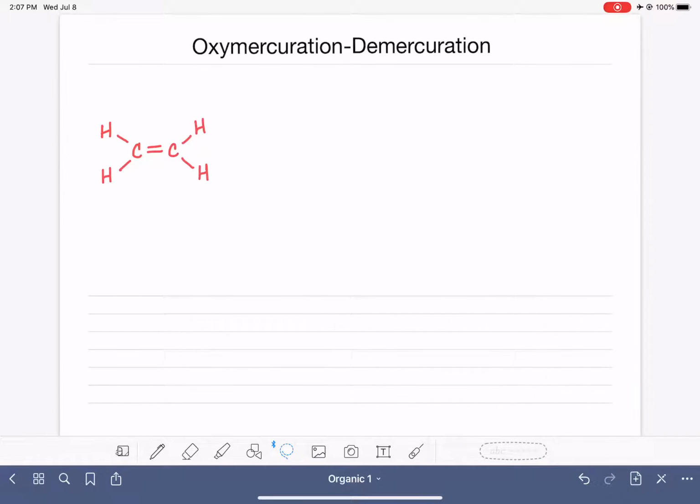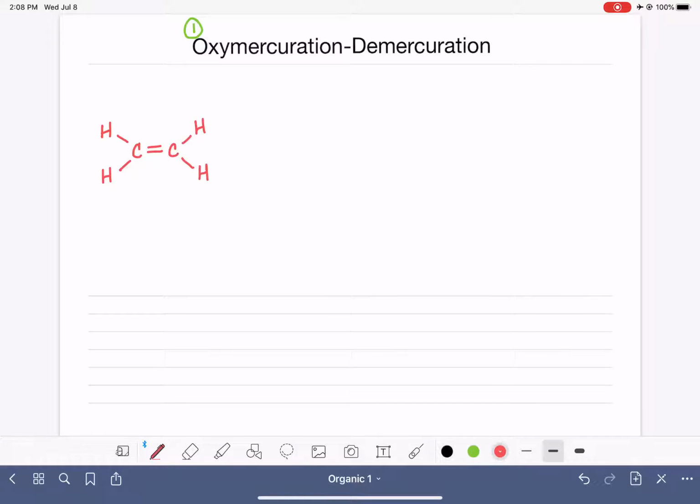Oxymercuration-demercuration is an alkene addition reaction. So I'm going to illustrate the reaction with this very simple alkene. This reaction is a two-step process. Not two steps in the same way that SN1 and E1 are two steps, but this is two individual reactions that take place in sequence.